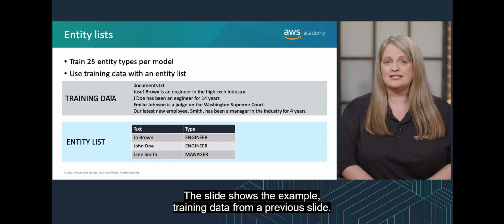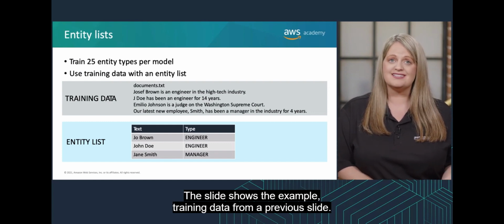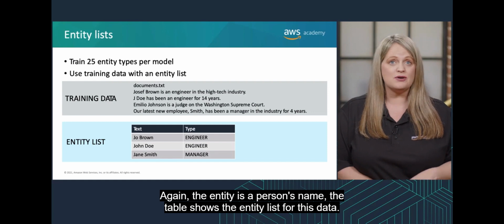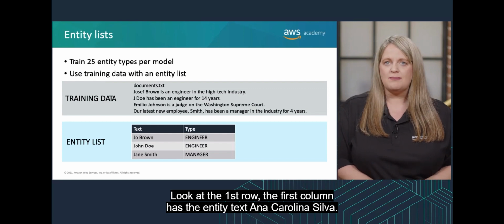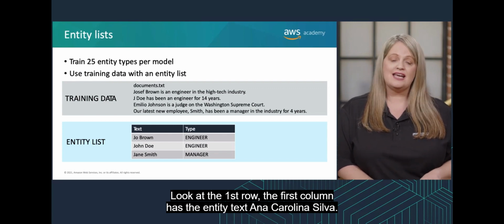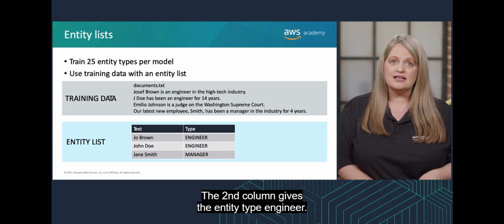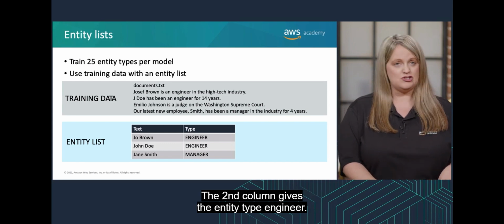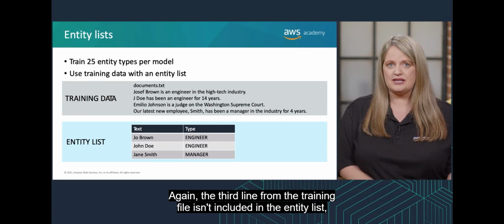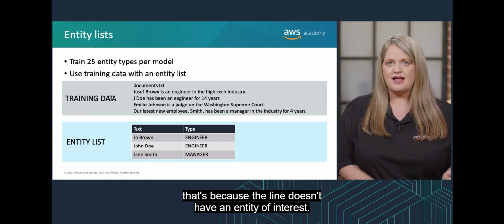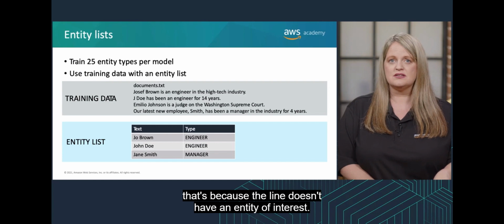The slide shows the example training data from a previous slide. Again, the entity is a person's name. The table shows the entity list for this data. Look at the first row. The first column has the entity text, Anna Carolina Silva. The second column gives the entity type, engineer. Again, the third line from the training file isn't included in the entity list. That's because the line doesn't have an entity of interest.